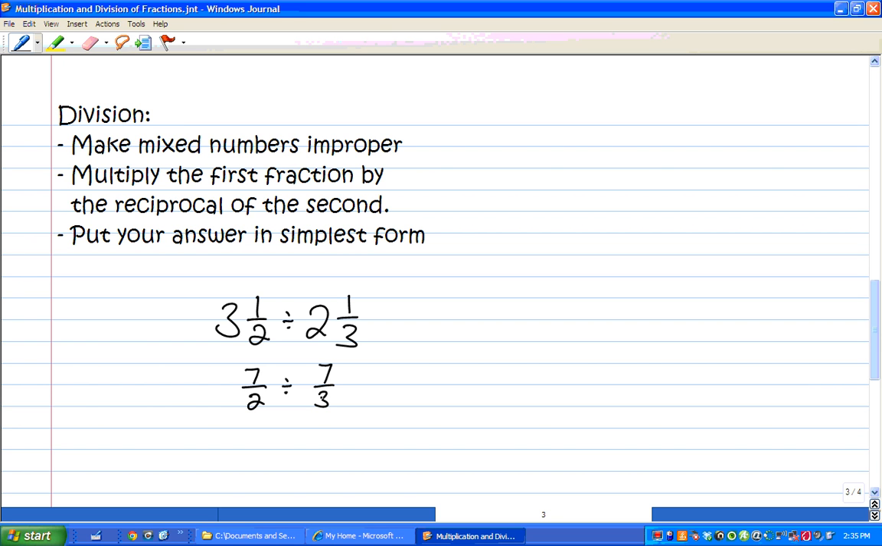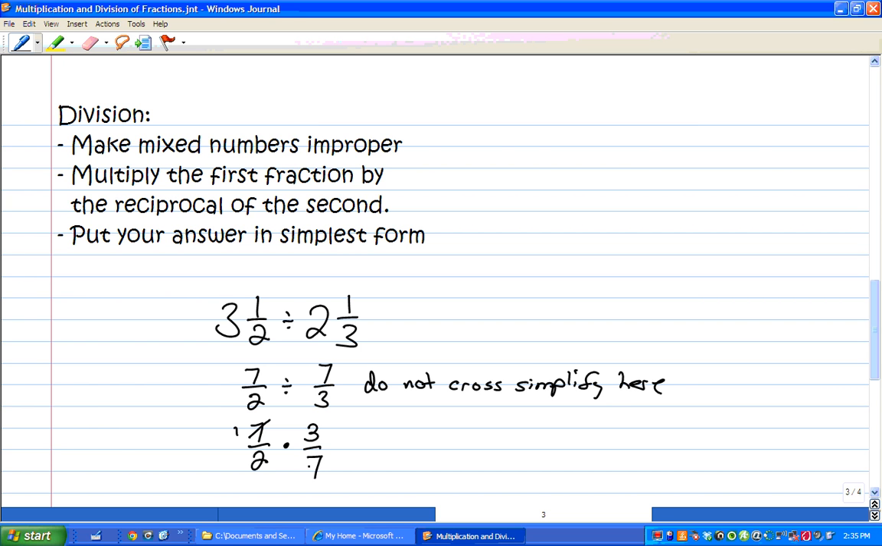Now, be very careful. Common student mistake here is cross simplifying. Do not cross simplify here. You cannot do it when it's division. You have to wait until it's multiplication. So the first fraction stays the same. Change this to multiplication. Flip the second fraction. Now if I want to cross simplify, I can.